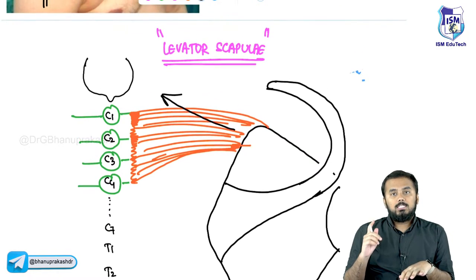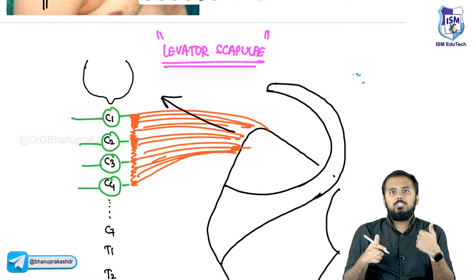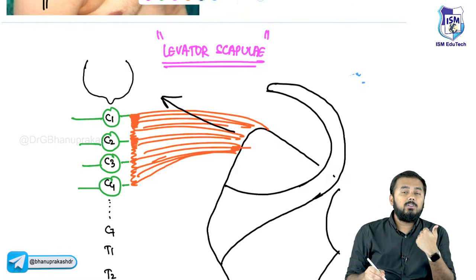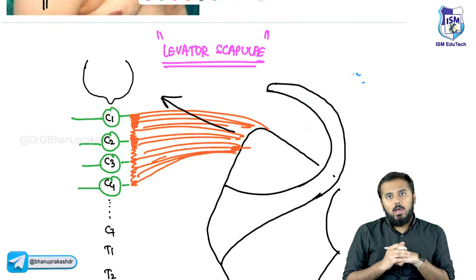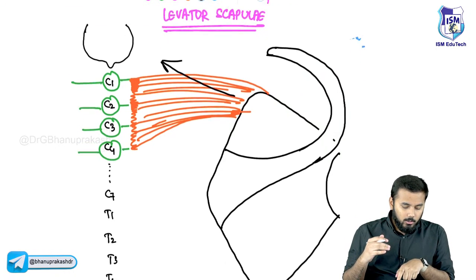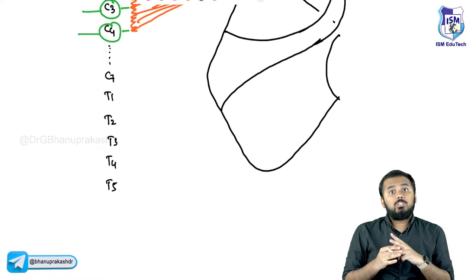So this muscle is called levator scapulae. If someone asks the origin and insertion, the origin will be the transverse process of C1, C2, C3, C4 and the insertion is the upper border of the scapula. Right? Now the next two muscles.